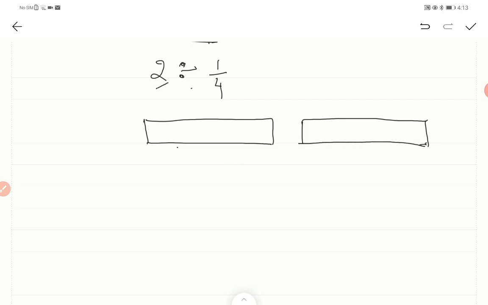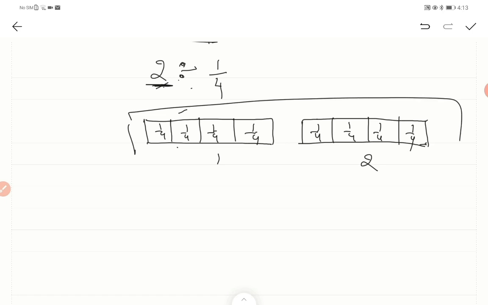Okay, so you have two rectangles, this is 1 and 2. There are two full rectangles. When 2 is divided by 1 by 4, that means you are dividing each whole into 4 equal parts. So this one whole is divided into 4 equal parts, each is 1 by 4, 1 by 4, 1 by 4, and here it is also 1 by 4, 1 by 4, 1 by 4, 1 by 4. So how many 1 by 4s are there in two wholes?